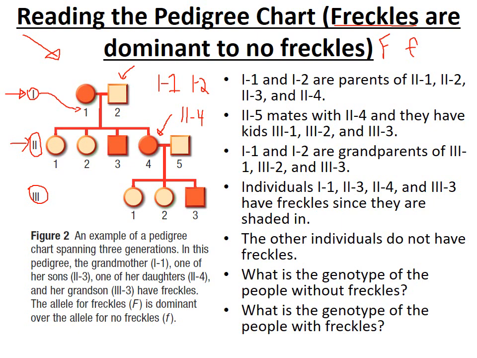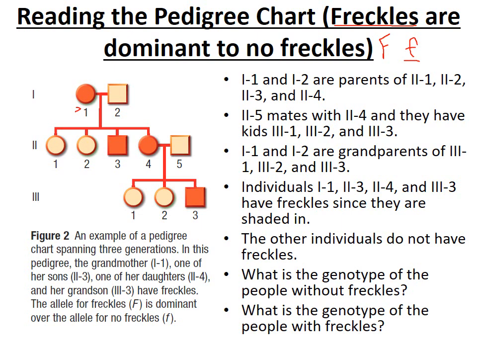So I'm going to go through this pedigree, and we're going to figure out the genotypes of the individuals in the pedigree based on our knowledge of the fact that freckles is dominant to no freckles. So first and foremost, the easiest ones to identify are the ones with no freckles, because that's recessive. The only way to be no freckles is to have 2 recessive alleles.